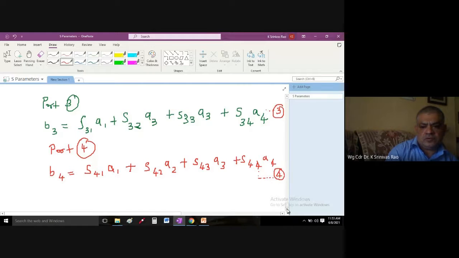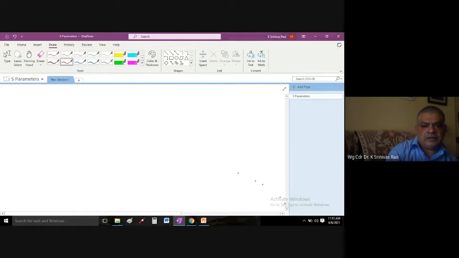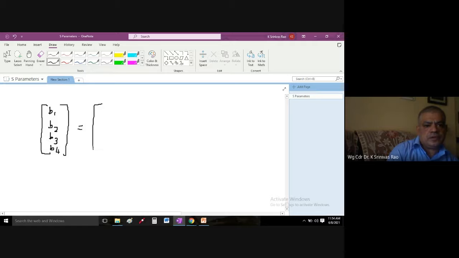With equations 1, 2, 3, 4, I can have a total S matrix equation in matrix form, that is, I can write B1, B2, B3, B4 in matrix form is equal to another matrix, with A1, A2, A3, and A4.